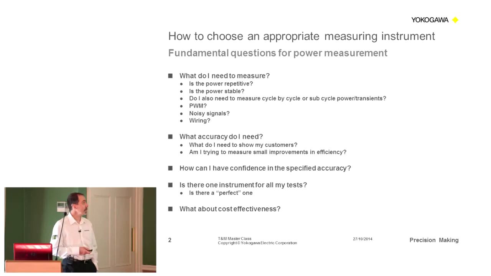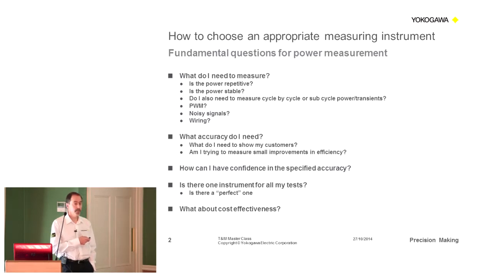Okay. So basically, fundamental questions. First of all, I'm going to pose some questions at you and hopefully I'll answer them as I go along. First of all, ask yourself the question, actually, I'm talking about power, but what does that actually mean? Is the power itself I'm measuring repetitive? Is it stable? Do I also need to measure sub-cycle power or cycle-by-cycle power as it varies?